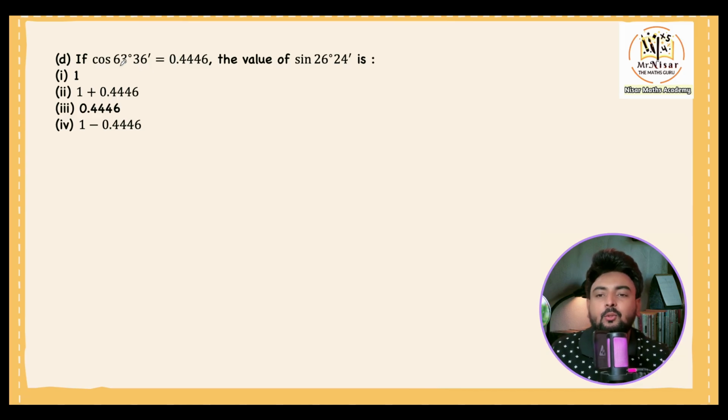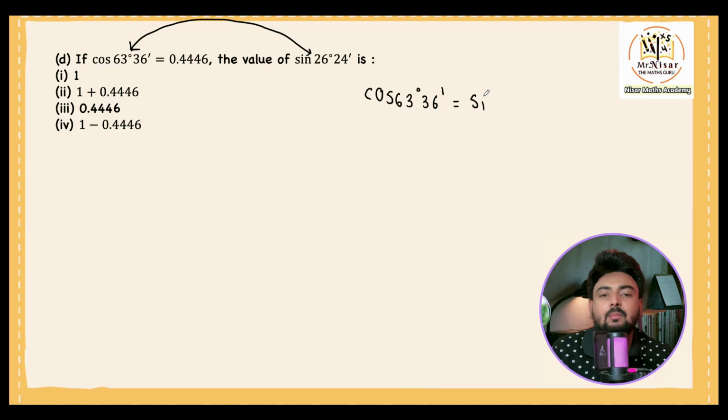Yeah, again we have, children, cos 63 degree 36 minutes, and we need to find the value of sine 26 degree 24 minutes. So children, again if you see these two, are these both complementary to each other? Yes. Okay, why? Because the sum of these two angles is going to become 90 degree. So I can say that this cos 63 degree 36 minutes value is the same as sine 26 degree 24 minutes. Why? Because these both are again complementary to each other, so their values are also the same. So here the value of cos is given to us, that is 0.4446. It means this is the same value for this sine.